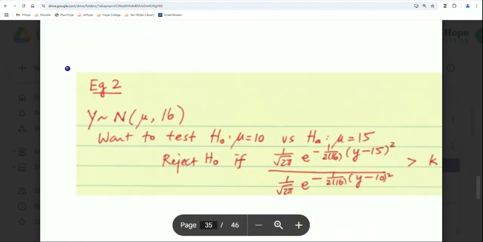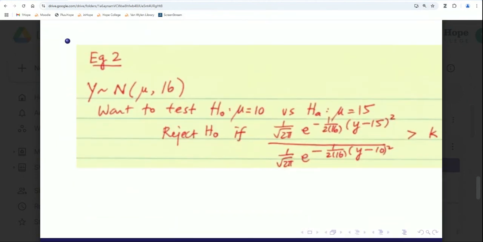And so if you do this, and this was another group work that we did, for a normal distribution, the likelihood is like this. This is just one observation. Why 15? Because under the alternative, the mean is 15. Under the null, the mean is 10. So form this ratio, and this is greater than k.